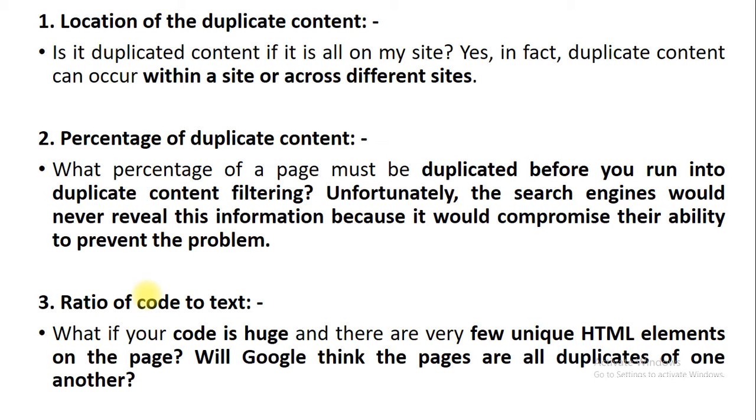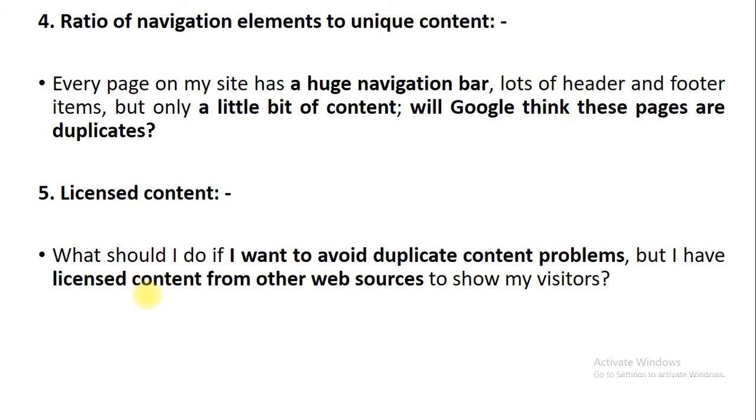Next is called ratio of code to text. That means if your website contains a huge amount of code but only a few unique HTML elements inside the page, Google may consider these pages as duplicate pages. Next is called ratio of navigation elements to unique content.